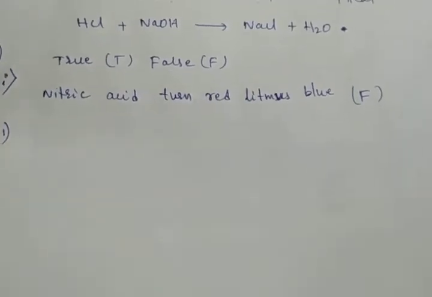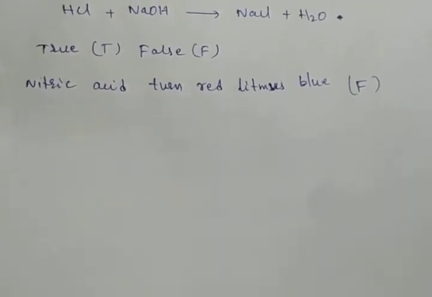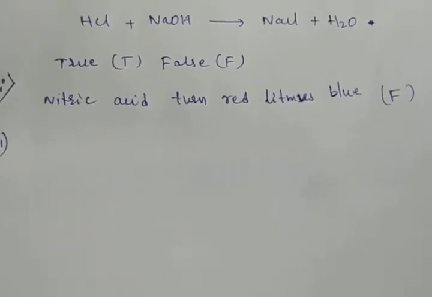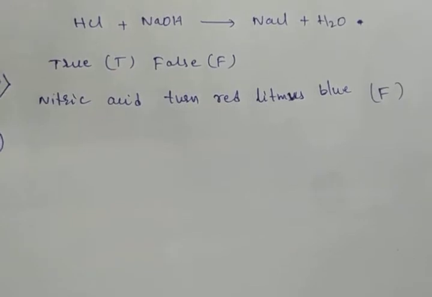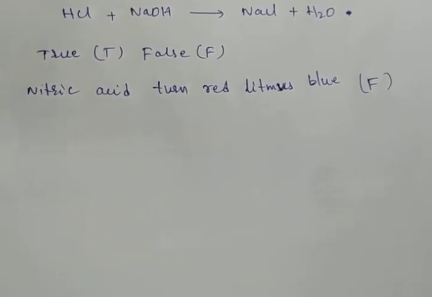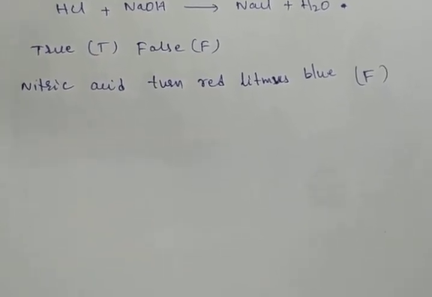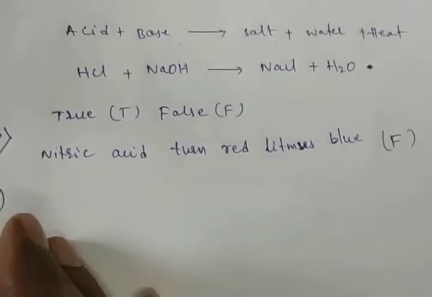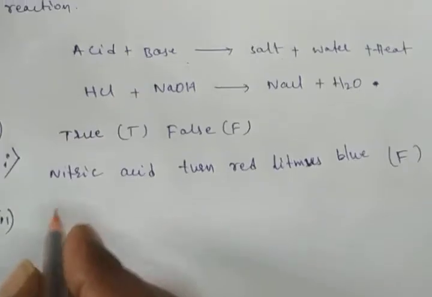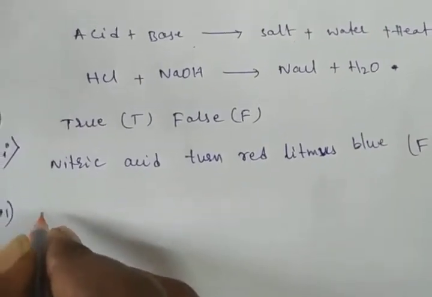And the second one, sodium hydroxide turns blue litmus to red. Sodium hydroxide is a base. A base turns litmus paper from red to blue. But here they gave blue to red. So it is also wrong, false.